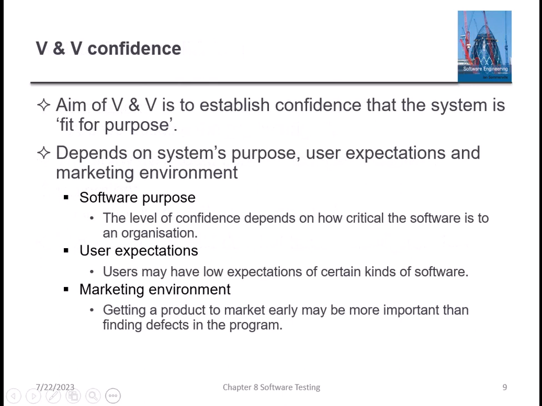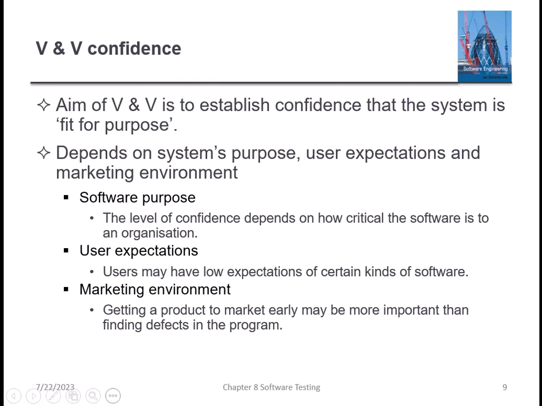The aim of verification and validation, V and V, is to establish confidence that the system is fit for the purpose. Obviously, the purpose comes from the users in the form of business goals. If the software meets the business goal at the end, it is declared fit. If it meets the user requirements and business goals, it is fit. It depends on the system purpose, user expectations and marketing environment. Software purpose: the level of confidence depends on how critical the software is to an organization.